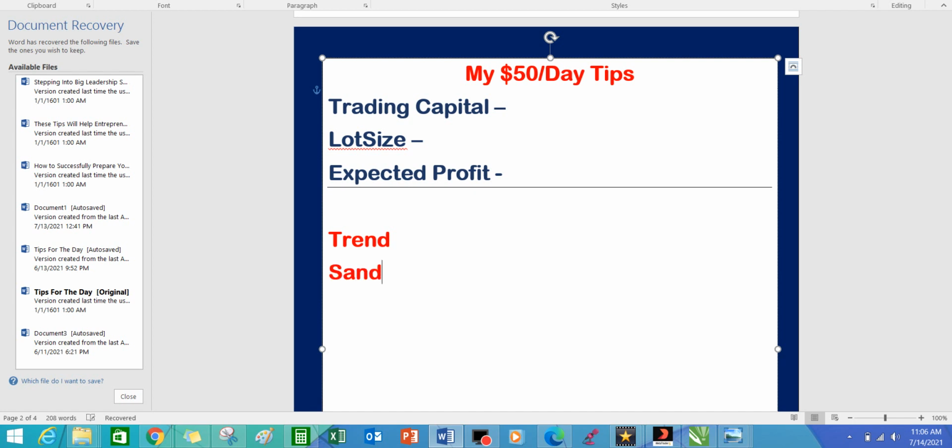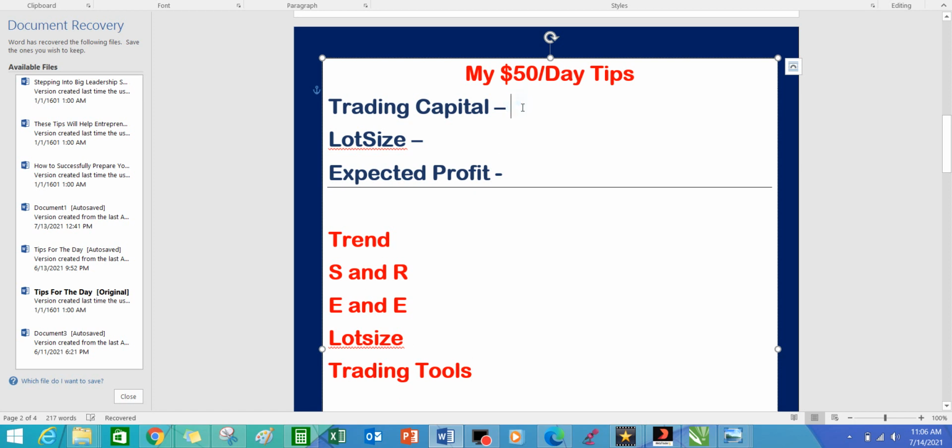Then you also need to take note of the S and R, which is the support and resistance level. These are very important. Then you need to know your E and E, which is your entry point and your exit point. All these are very important. Then using the right lot size for your trading capital is also important in milking the market. So in order to get all this done, your trading tools will be very important. Trading tools will be amazing, so all these will help you to trade successfully.